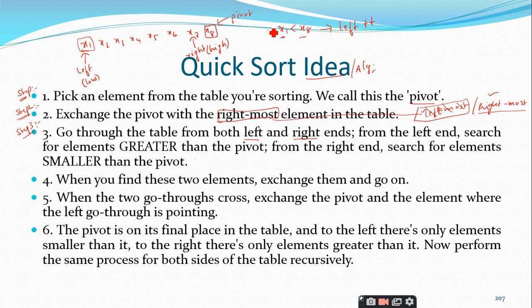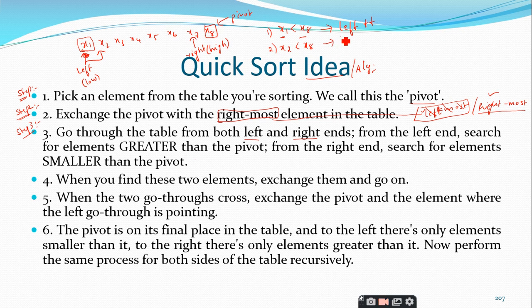Assume that x1 is less than x8, therefore you have incremented the left pointer. So, my left is pointing to this location. This is just a generalized example I am explaining. Now, again you compare this x2 value, that is the element pointed to by left, with the pivot. Now, let us take a scenario where x2 is less than x8 again.